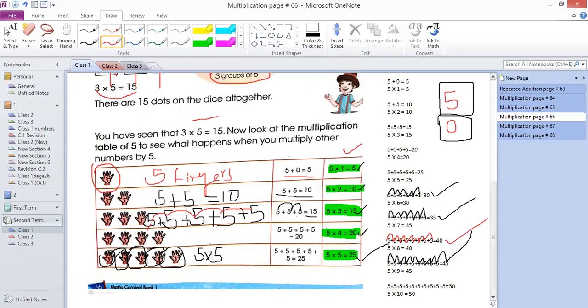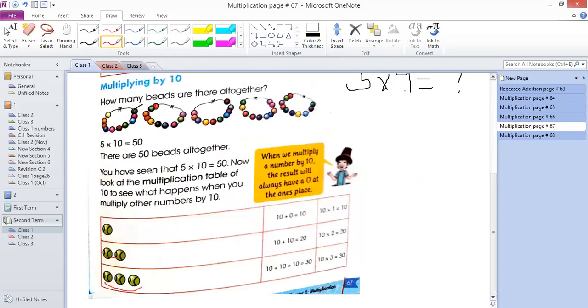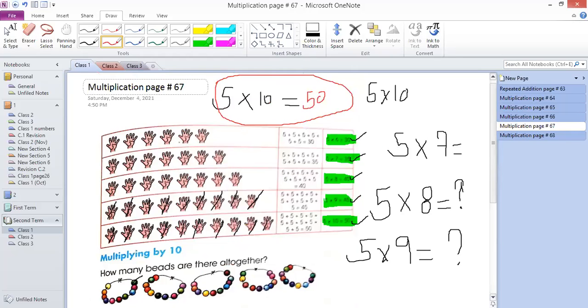There are 4 hands. 4 times 5 is 20, or add 5 four times, that is also 20. There are 5 hands. 5 times 5 equals 25, or add 5 five times, this is also 25. Then there are 6 hands. For each hand there are 5 fingers. So either 5 multiplied by 6 or add 5 six times. So in both ways there will be total 30 fingers.